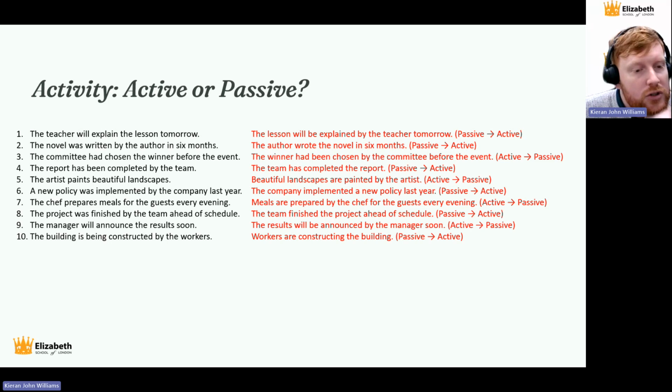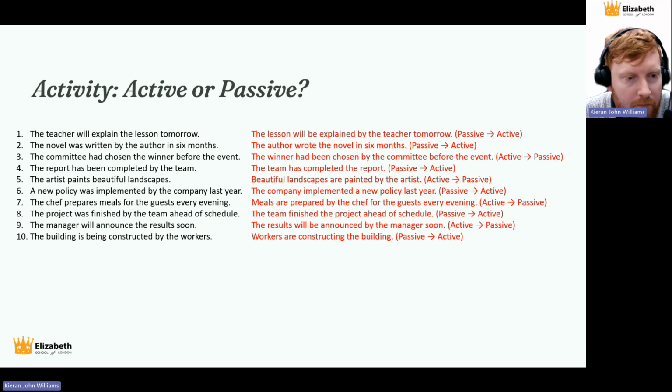Okie dokie, everyone. So hopefully you've got your answers here. So let's see if you got them all correct. I'm sure you did. So for number 1, it was passive. And oh no, sorry, forgive me that. So it was active. You would need to change it into passive. So you would see that the lesson will be explained by the teacher tomorrow.